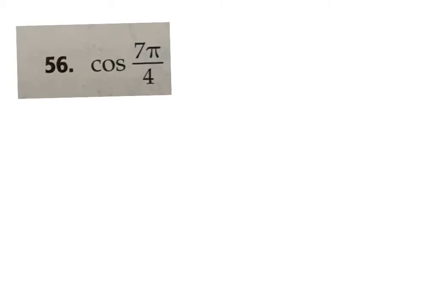Same thing here. They want us to find the cosine of 7 pi over 4. So the very first thing we're going to do here is figure out what the reference angle for 7 pi over 4 is. I can tell you, if it's anything over 4, your reference angle is going to be pi over 4. We just really need to figure out what quadrant it's in, okay?